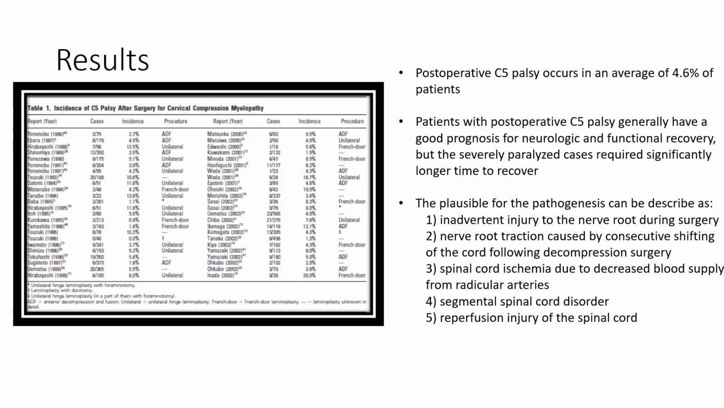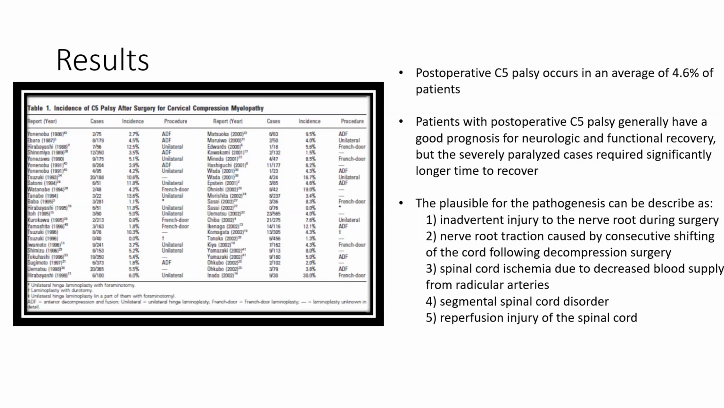From the studies they accumulated, the possible causes in terms of pathological course and etiology include the following: injury to the nerve root during surgery, and nerve root traction caused by posterior shifting of the cord followed by decompression surgery. If you recall from the previous study, depending on which approach was done, it can cause issues with the adjacent disc and lead to further complications there.